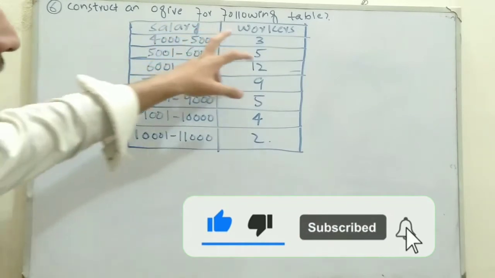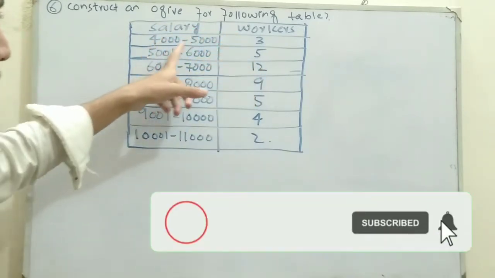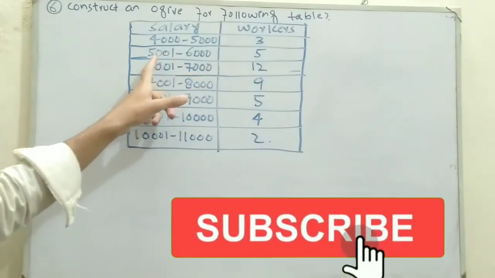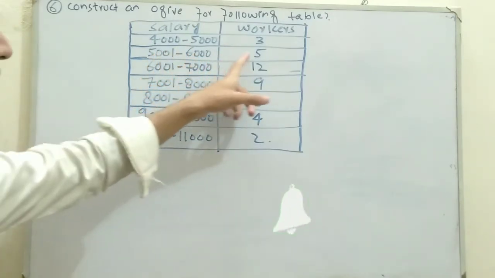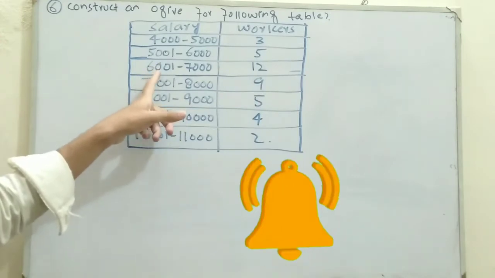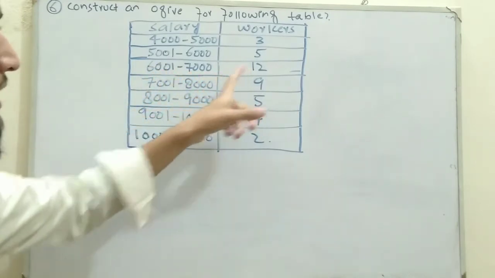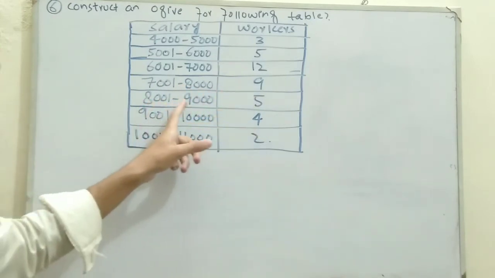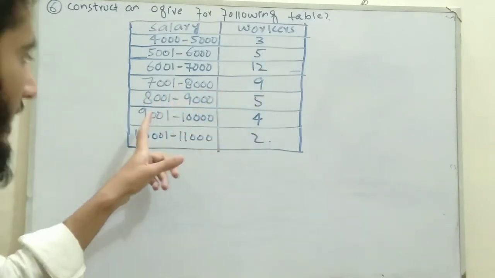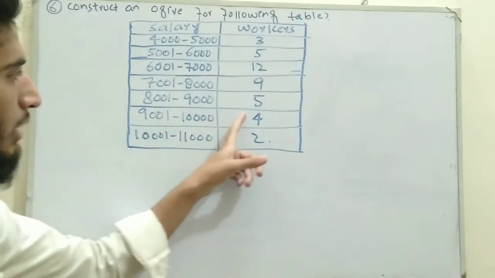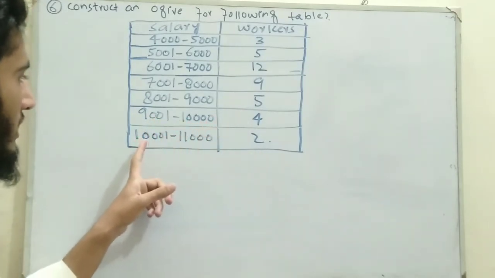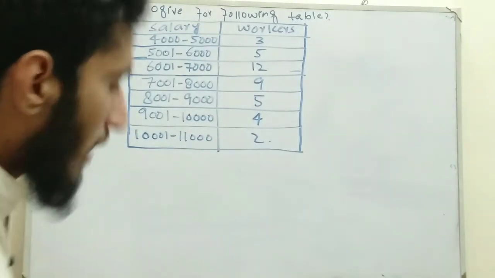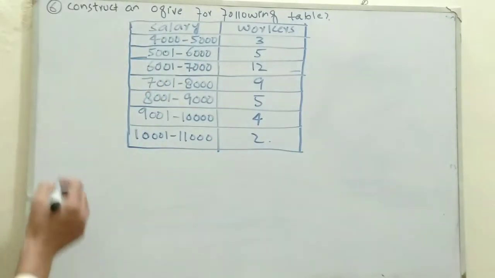We have salary and workers given. For the salary 40,000 to 50,000 we have 3 workers. For the salary between 5,001 and 6,000 we have 5 workers, and between 6,001 and 7,000 we have 12 workers. Between 7,001 and 8,000 we have 9 workers. Between 8,001 and 9,000 we have 5 workers, between 9,001 and 10,000 we have 4 workers, and between 10,001 and 11,000 we have 2 workers. Draw an Ogive for this table. Now let's move towards the solution.